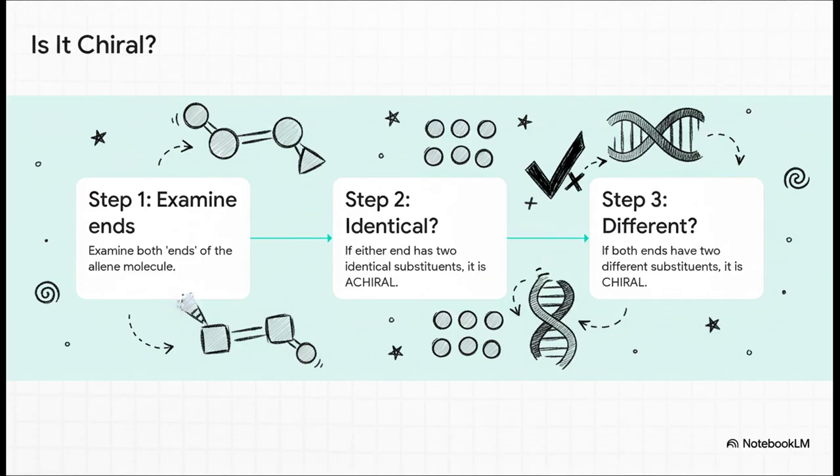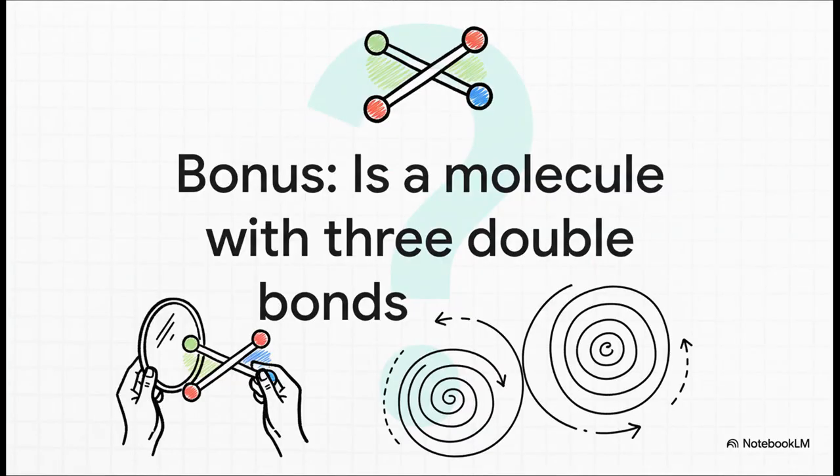But if the left end has 2 different groups and the right end has 2 different groups, then you've got yourself a chiral molecule. That's it. That's the whole trick. And that brings us to a final thought to chew on. Let's make the chain even longer. What about this molecule with 3 double bonds in a row?